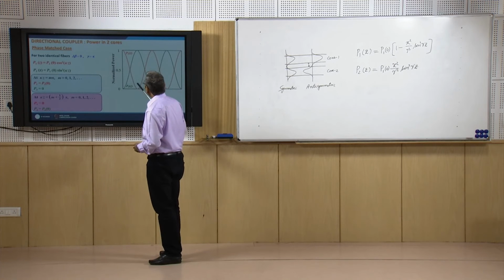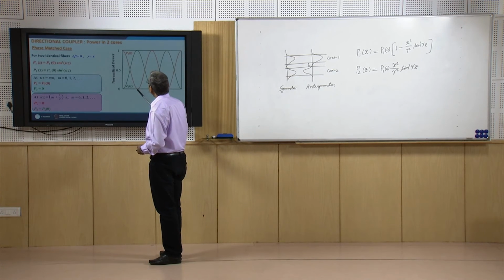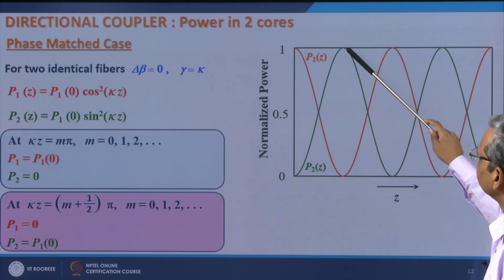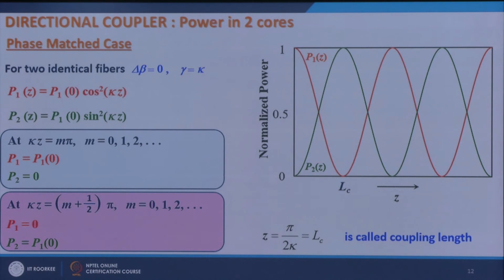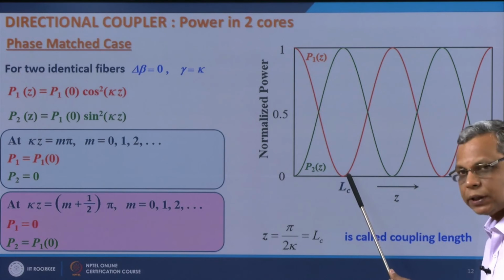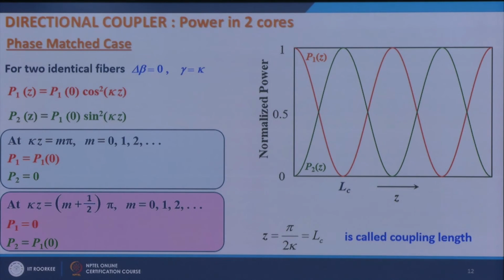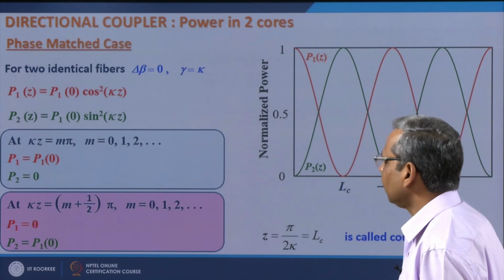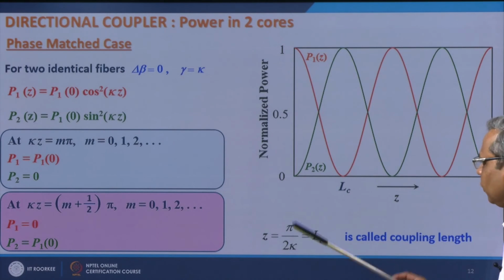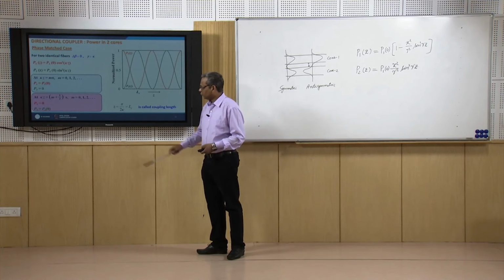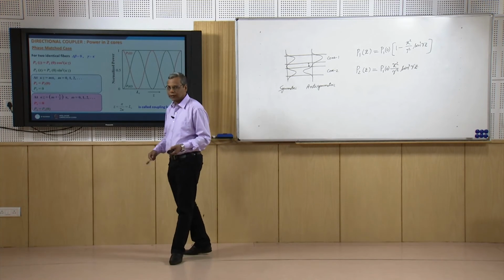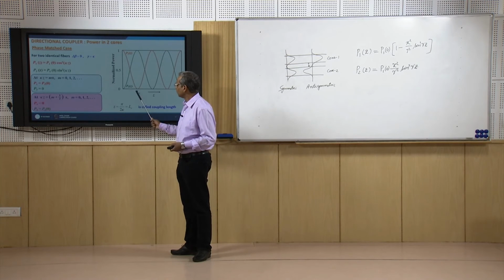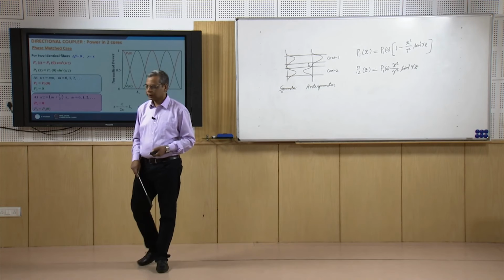So, at this length entire power switches from core 1 to core 2. The power in core 1 drops down to 0, the power in core 2 increases to 1, normalized power. So, this is the minimum distance at which the complete coupling takes place, then it is known as coupling length, okay, which corresponds to m is equal to 0 here. So, kappa z is equal to pi by 2 and z is equal to pi over 2 kappa. So, the coupling length is pi over 2 kappa. So, it depends upon what is the coupling coefficient. If the coupling coefficient is large, then the switching of power from one core to another core would happen at a very short distance.